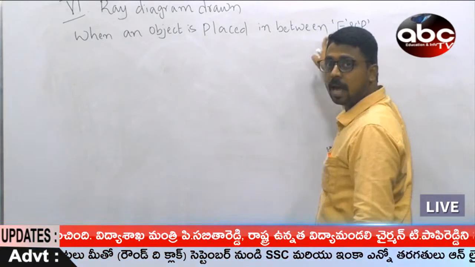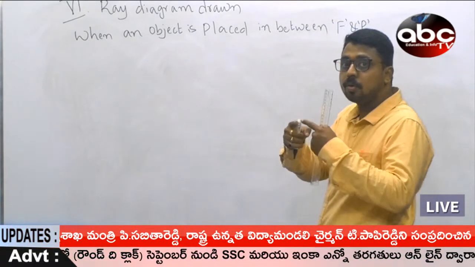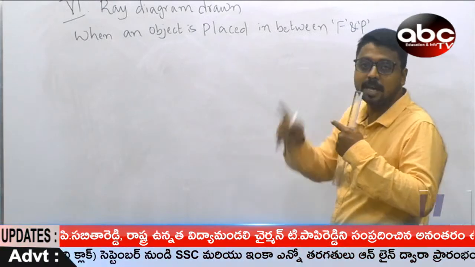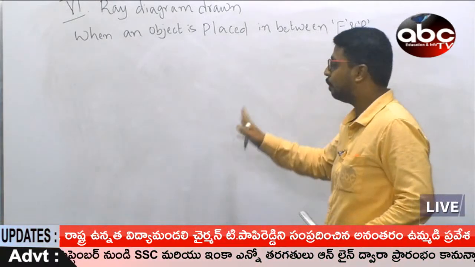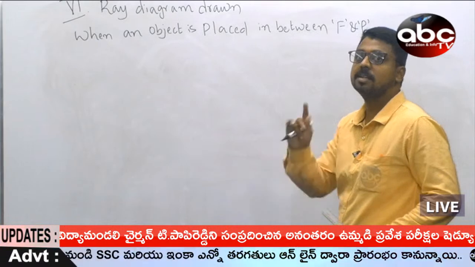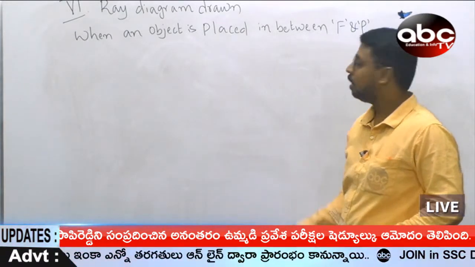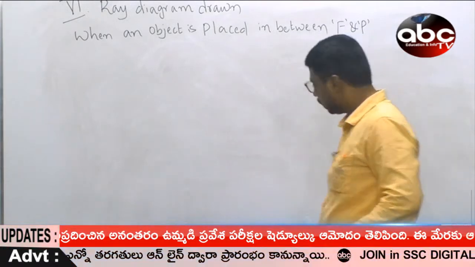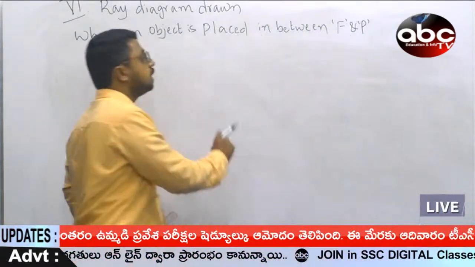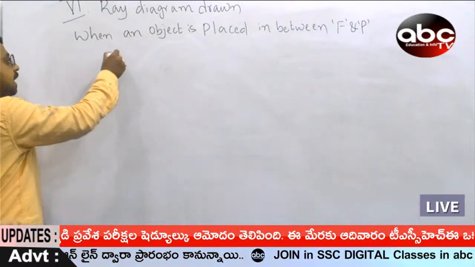Pole and focus. If the object is placed between these two, that is very near to the mirror. What can we do, what image will form, which characteristics will come here, now we have to know that. Look, so what are we going to discuss here? F and P. Let us take a rough diagram.